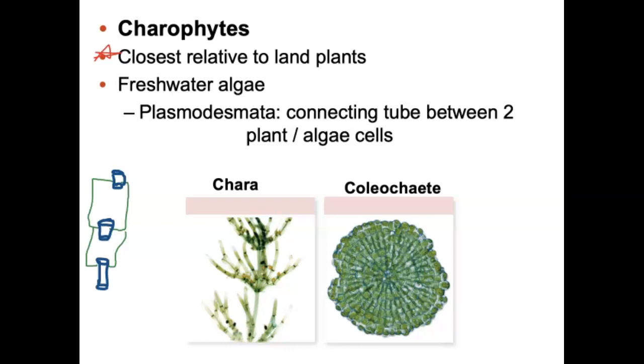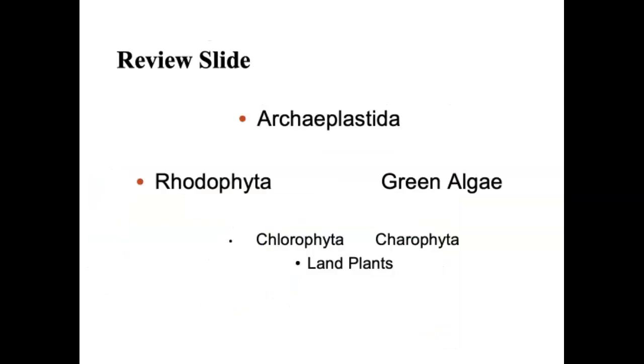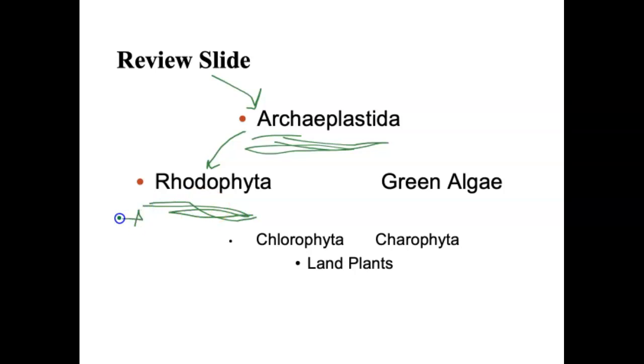All right. So let's wrap this up. Review slide. Archaeoplastid. What is the big feature to put you into this particular group? Once you're here, so to get in here, to get in the club, you have to have this feature. Now, to go to rhodophyta, what do you have to have? What's your feature under the rhodophyta that says this makes us special? I give you a green star rhodophyta. Should be red, but I have green right now.